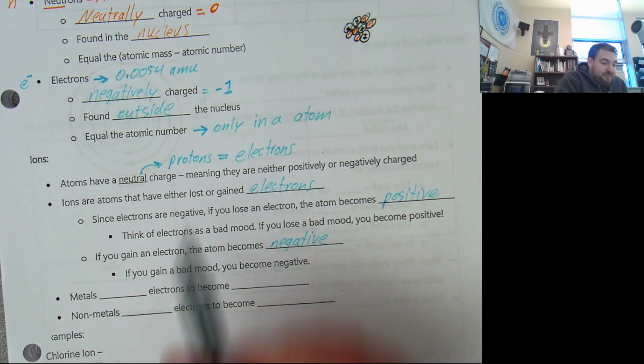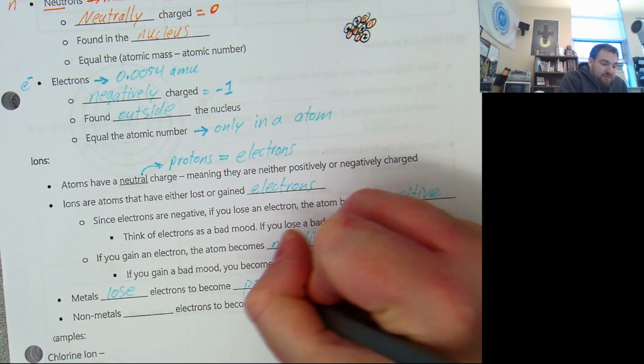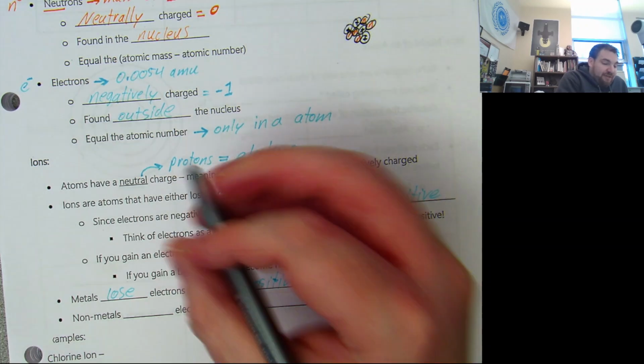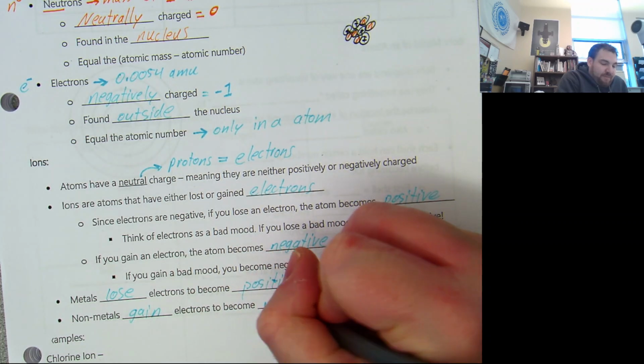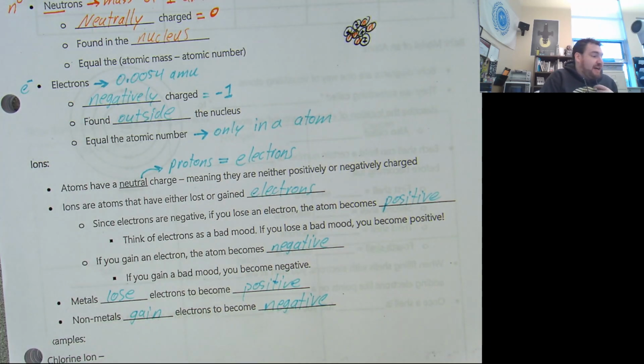All metals lose electrons to become positive. All nonmetals gain electrons to become negative. I think there's only one exception to that rule, and that's hydrogen. Hydrogen's its own weird little beast.